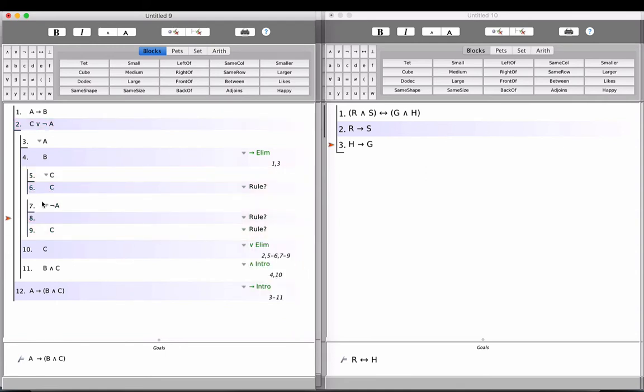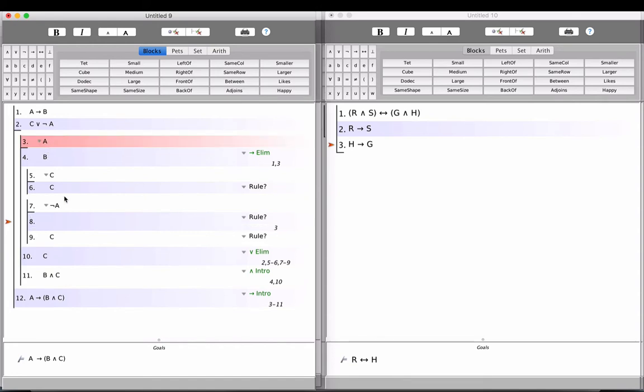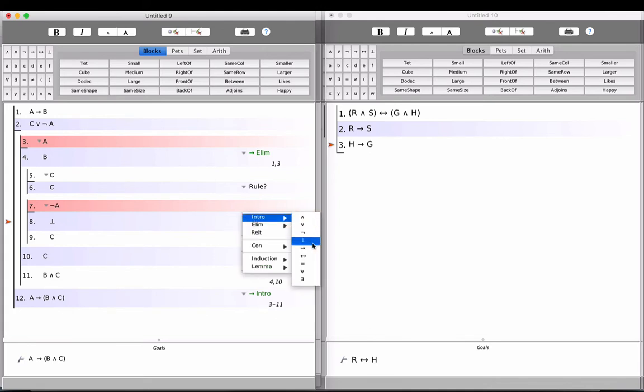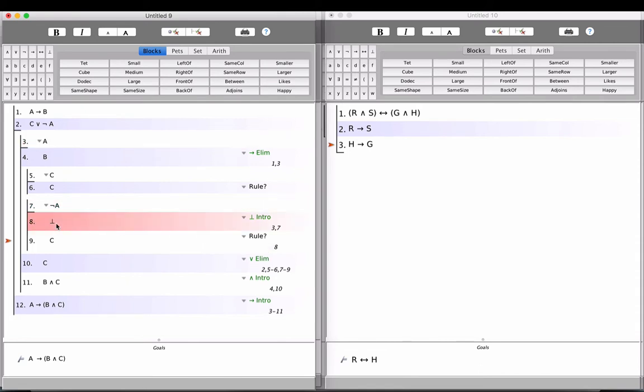Now the question is, how do I get C from the assumption not A when C doesn't appear anywhere but in the disjunction at line 2? Well, we return to what we've already established in another version of this proof as a way forward. A and not A are contradictories. So I introduce the contradiction. Then from a contradiction, anything follows.